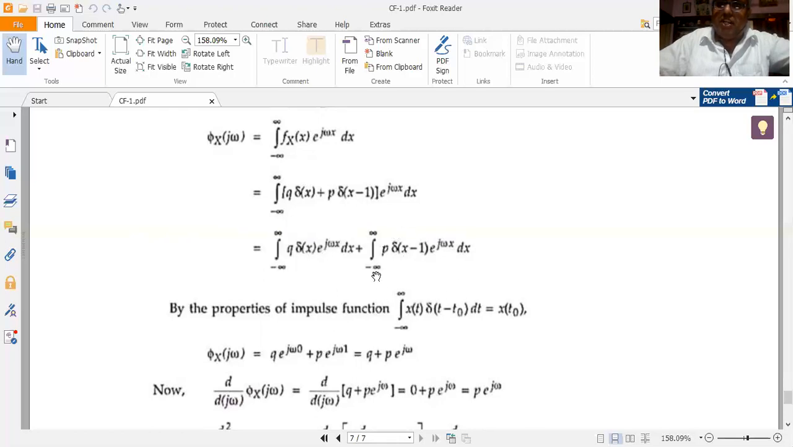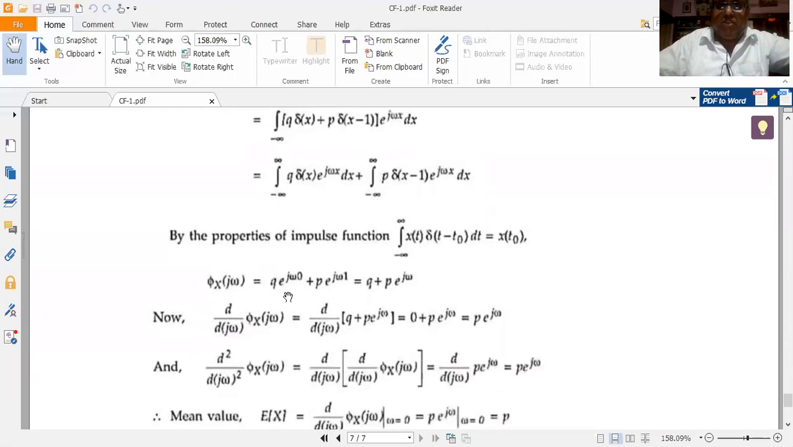now what about this second integral? p is a constant, pull it outside the integral. So this becomes p times the integral from minus infinity to plus infinity of delta of x minus 1 e to the power of j omega x dx. So this becomes p into e to the power of j omega x evaluated at x equal to x_0, namely x equal to 1. So this is e to the power of j omega x evaluated at x equal to 0 multiplied by q, and e to the power of j omega x evaluated at x equal to 1 multiplied by p. This you would have done in signals and systems. That's what I am doing here. So this becomes q into e to the power of j omega x evaluated at x equal to 0, plus p into e to the power of j omega x evaluated at x equal to 1.